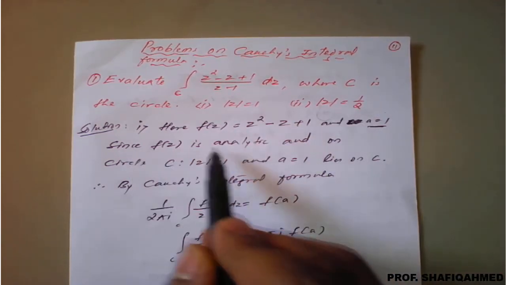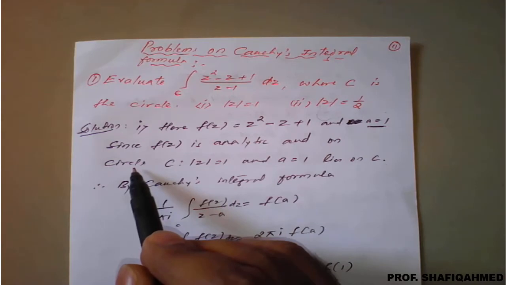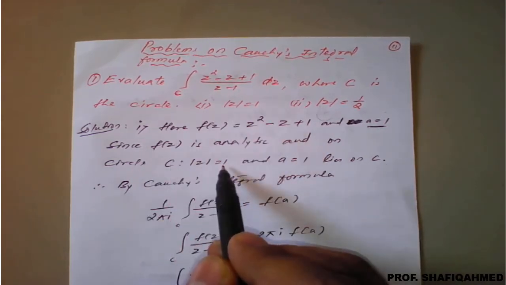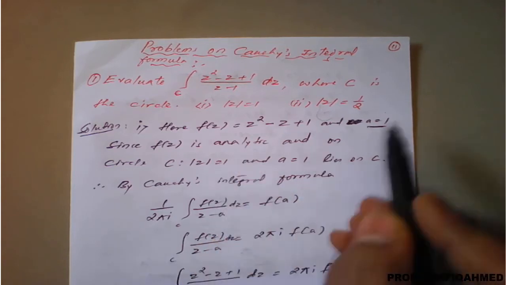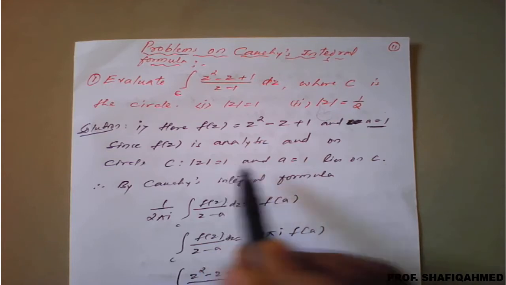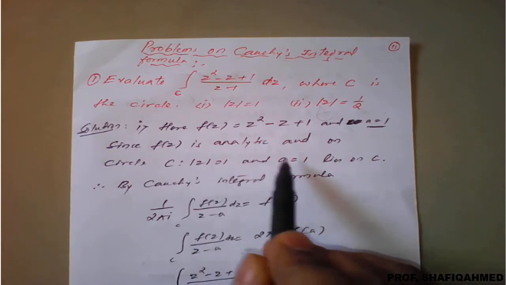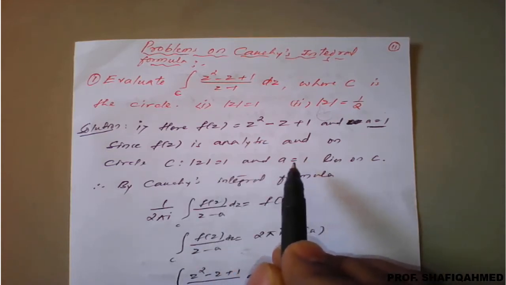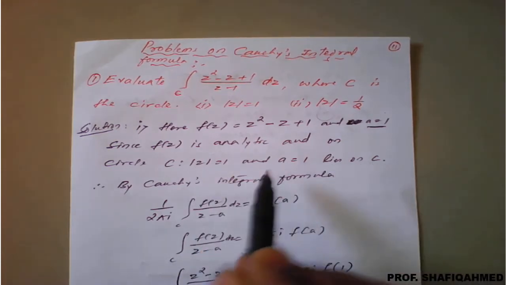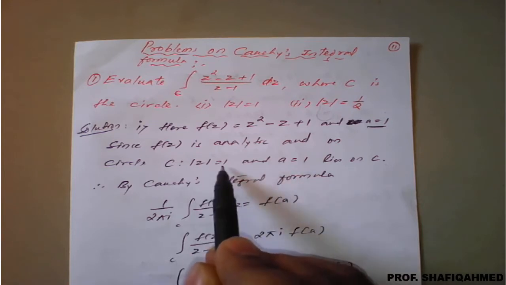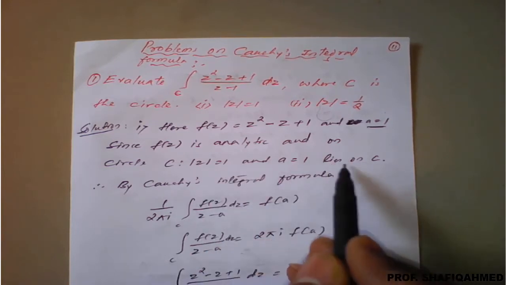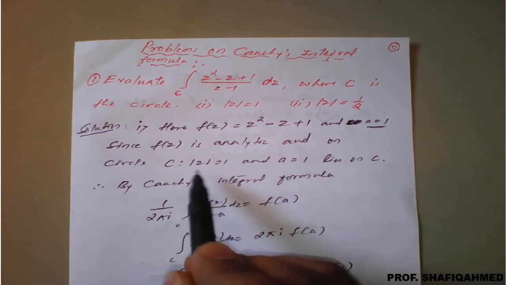Now, since f of z is analytic on the circle, the first circle is mod z equal to 1. For this, z is equal to 1 and the value a is equal to 1, both are the same. So for such a case I can say that a equal to 1 is a point on this circle, means it lies on C. The radius is also 1 and the point is also 1, so we can say that it lies on C. C stands for this curve.